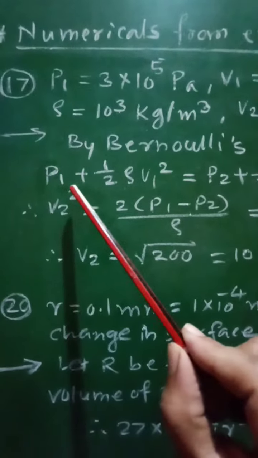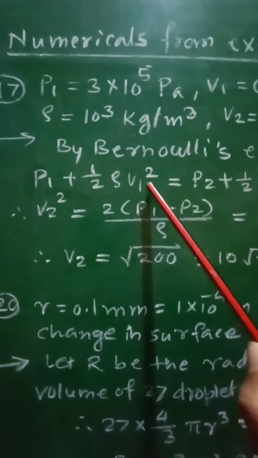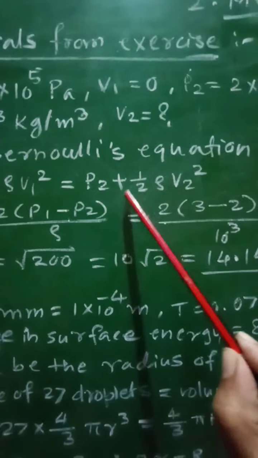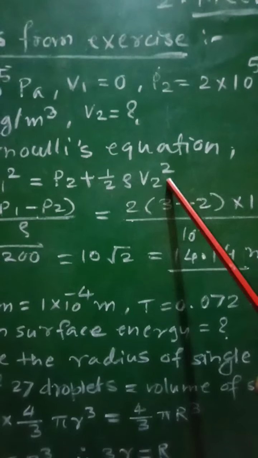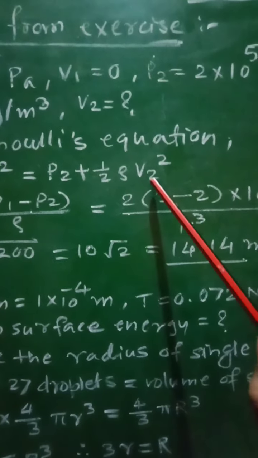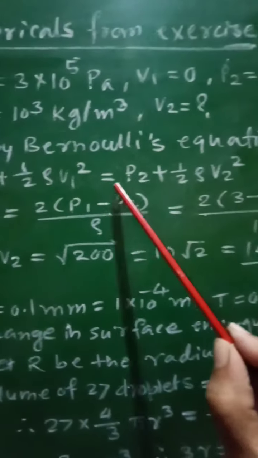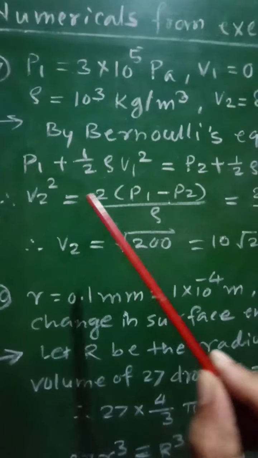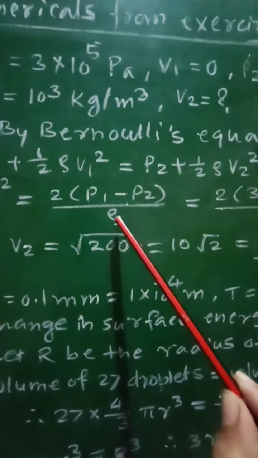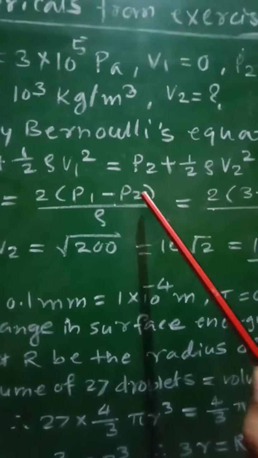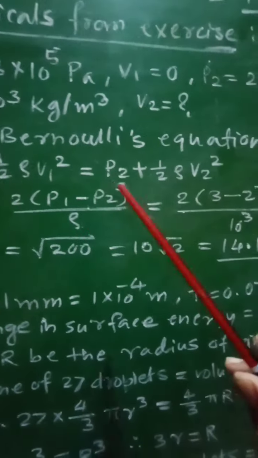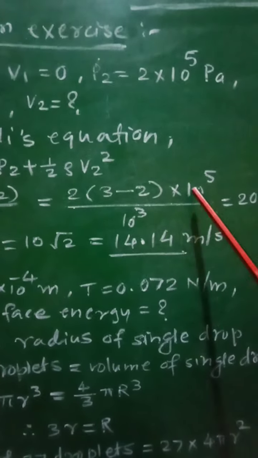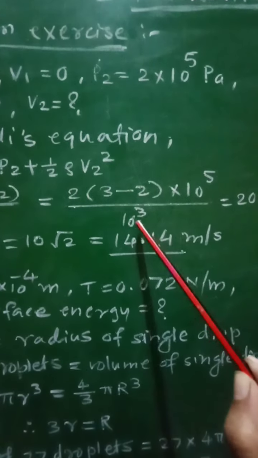we can write P1 plus half rho V1 square is equal to P2 plus half rho V2 square. And therefore from this equation we can write the equation for V2 square is equal to 2 into (P1 minus P2) upon rho, that will be equal to 2 into (3 minus 2) into 10 raised to 5 divided by 10 raised to 3.